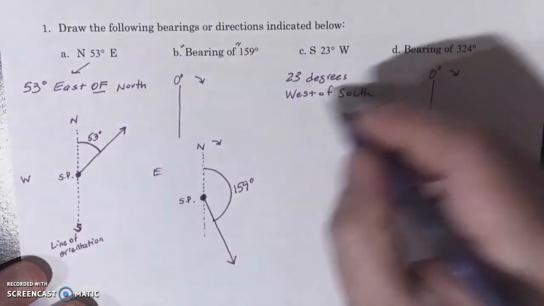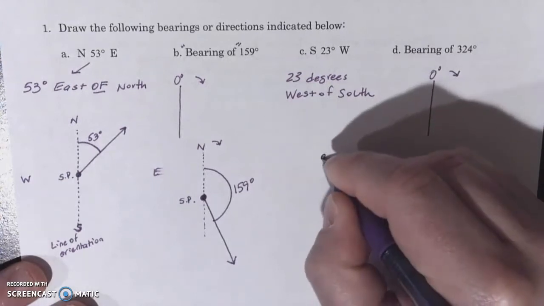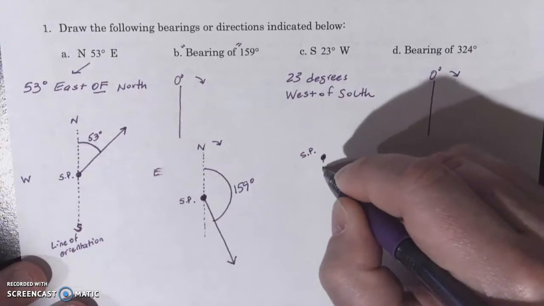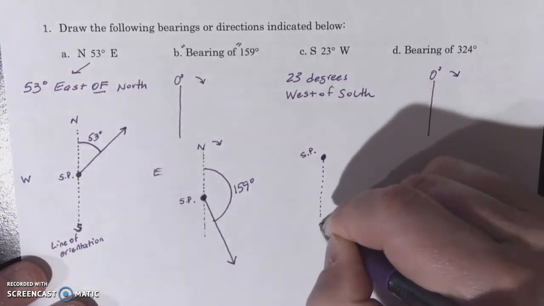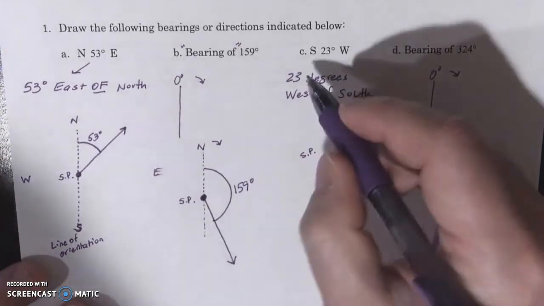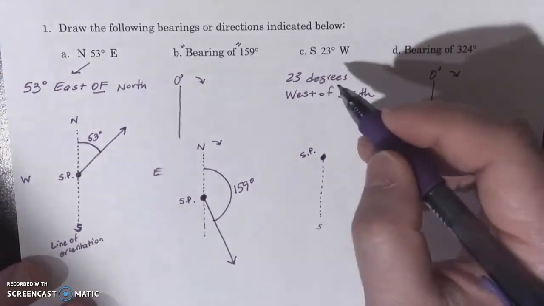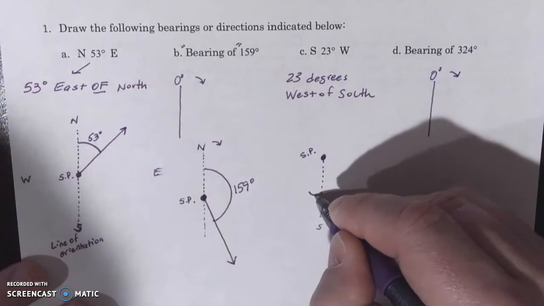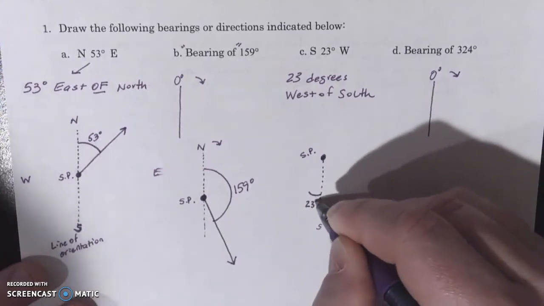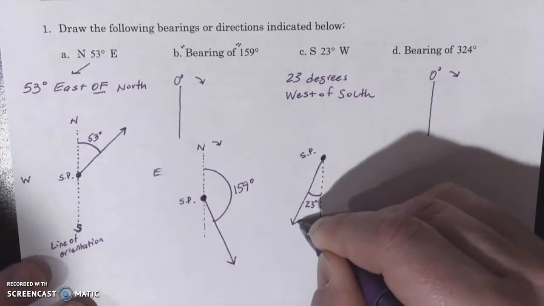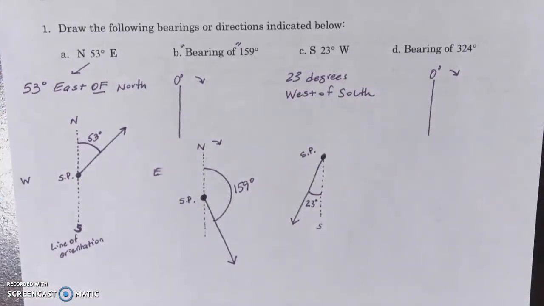All right, let's do the next one. 23 degrees west of south. Start here. West of south. I'm just going to draw my south line. We know west would be to the left. I'm opening up a small amount of degrees, only 23 degrees. So I'm going to call this my 23 degrees. This is west of south, which means that would be the direction that I'm traveling on.